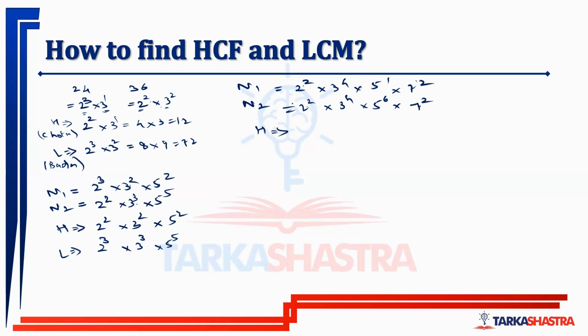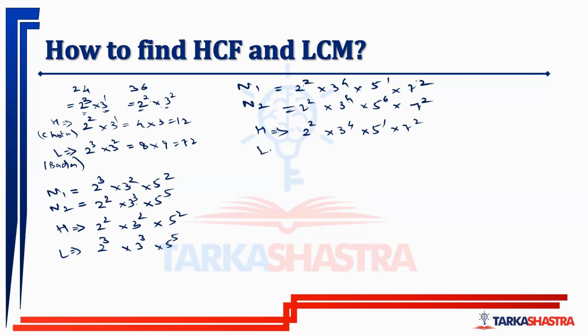2 square and 2 square, both are same, so we consider it as it is. 3 raised to 4, 3 raised to 4, both are same, so we consider it as it is. 5 raised to 1, 5 raised to 6, chota factor 5 raised to 1. 7 square, both are same, so we consider it as it is.